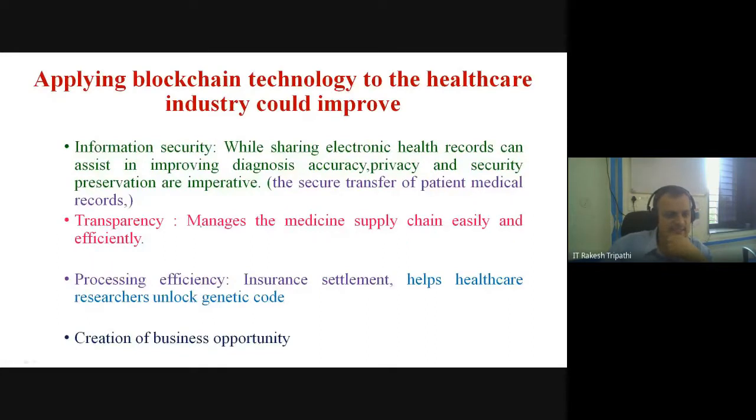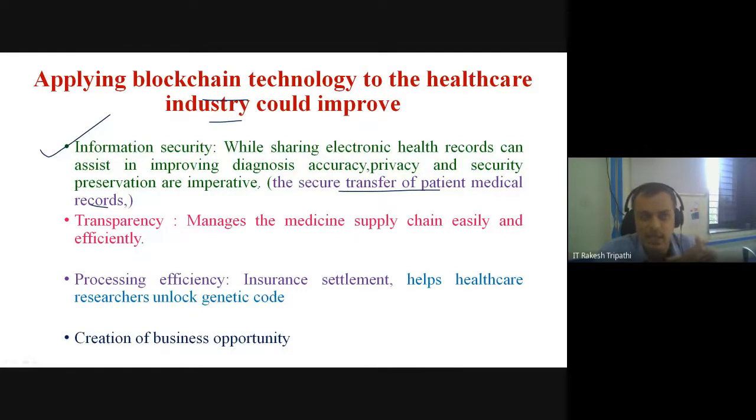Okay, let us see this. Applying blockchain technology to healthcare is about information security. Secure transfer of medical data is possible. We'll see the use case, where all the data a patient has stays with himself. He'll be the custodian of all data, and he will decide who can see his data.